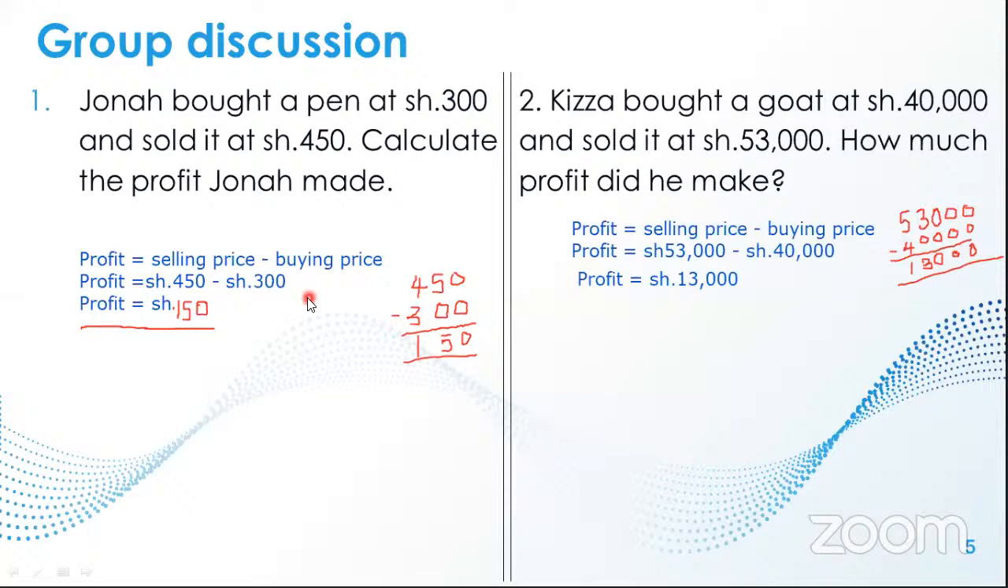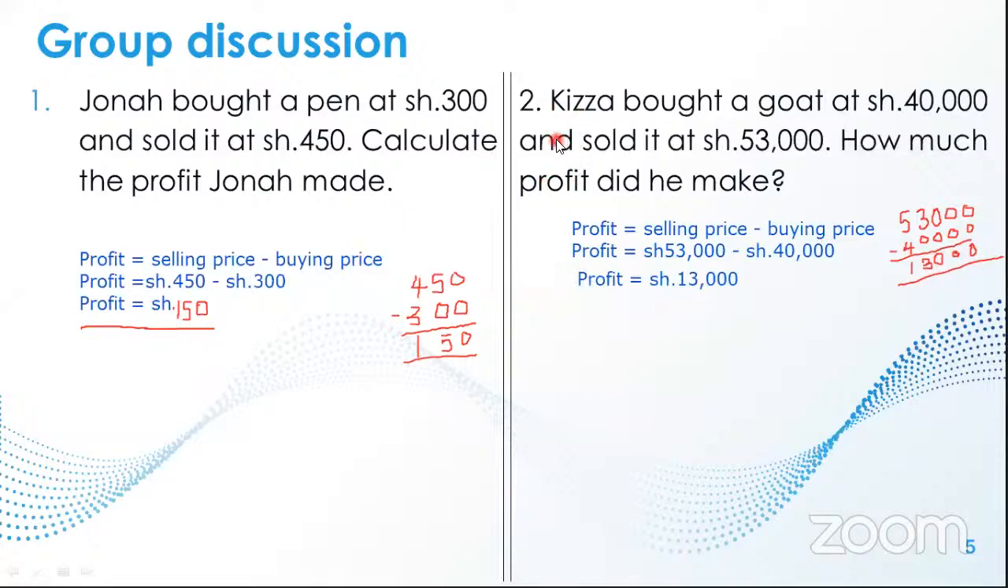Now, you can come to the side work and subtract, the way we subtracted here. 450 minus 300. This is your side work. 0 minus 0, you get 0. 5 minus 0, you get 5. Then 4 minus 3, you get 1. So the profit that Joanna made is 150 shilling.